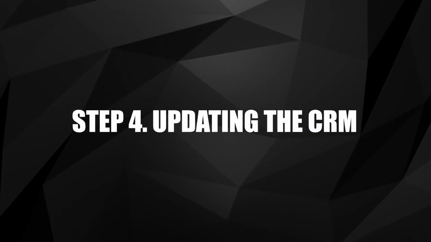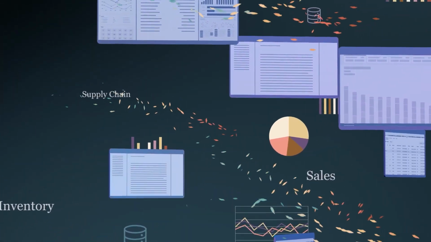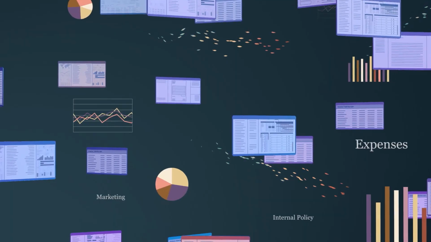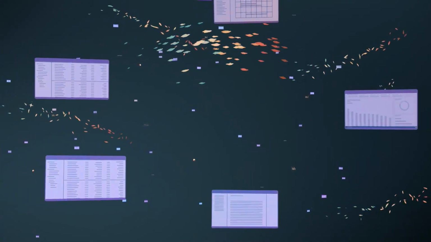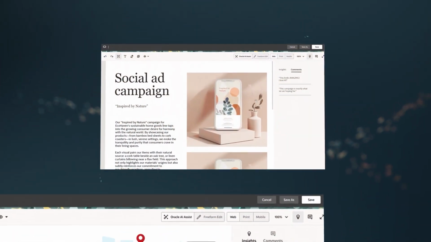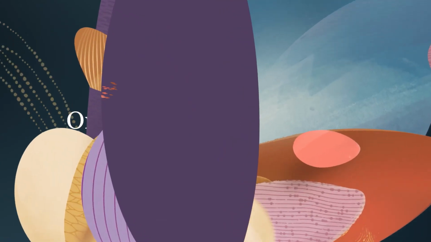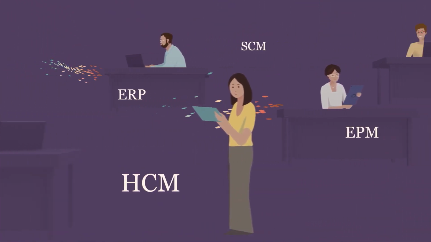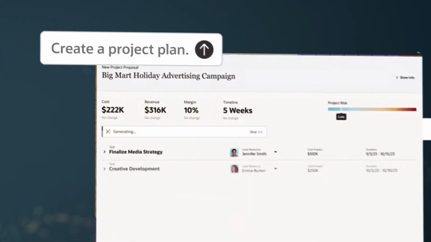Step 4. Updating the CRM. Once the research and scoring are complete, the AI agent updates the CRM with all relevant data. Data updates include the lead score, LinkedIn profile and job title, company size, industry and summary, website URL, and decision maker details if they are available. This ensures that sales reps have instant access to a well-organized and rich lead profile. Step 5. Identifying the decision maker. The AI agent identifies the most relevant decision maker in the lead's organization. Searches include LinkedIn profiles, public company directories.